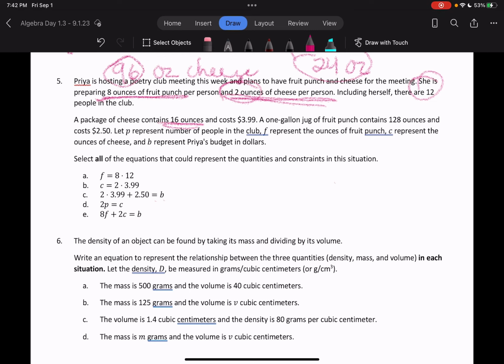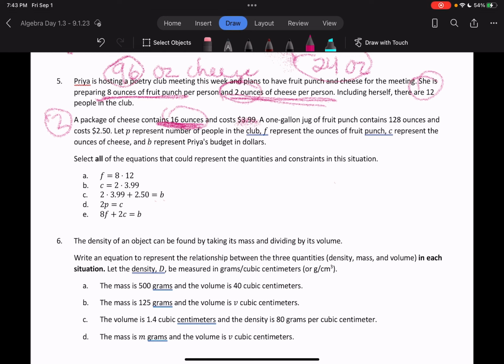A package of cheese contains 16 ounces and costs $3.99. So it only has 16 ounces in one cheese package, and we know that she needs 24 ounces. So she can't have just one. She's going to need 2 packages of cheese. Just going to put that on the side there.